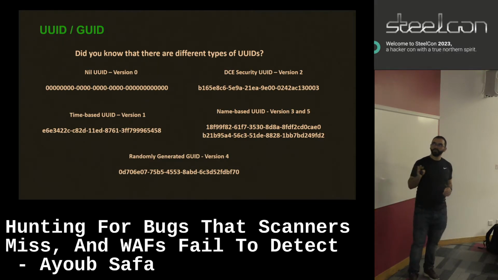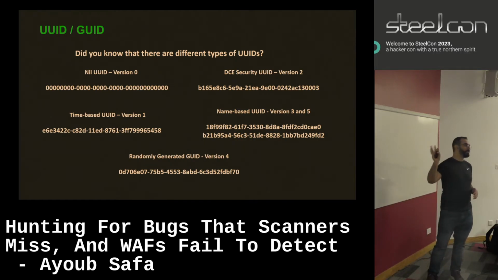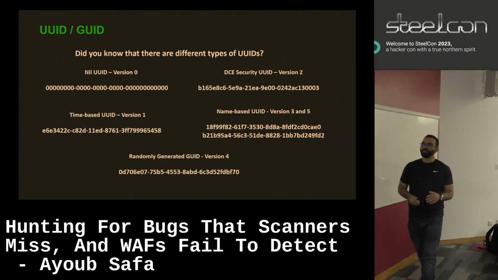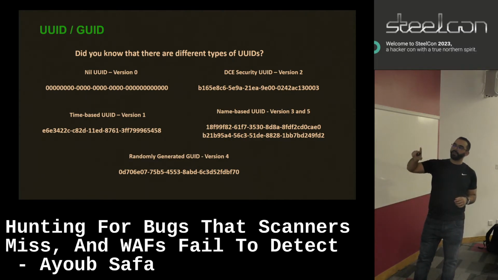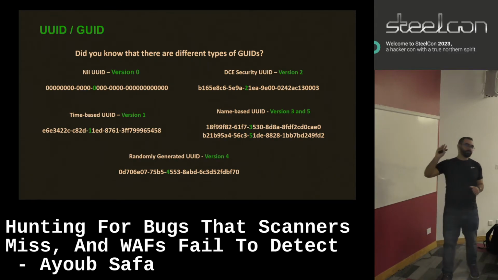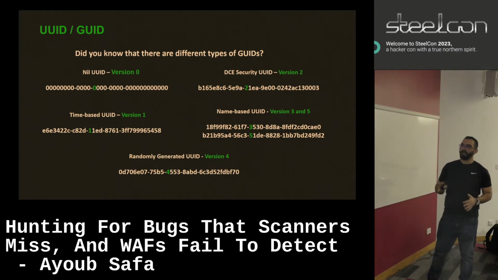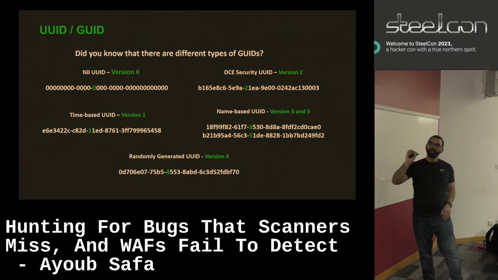So if I asked you, is there a way to identify the version of a UUID by just looking at it? Well, the answer is actually quite simple. If you take the first number after the second hyphen, that's the number that represents the version of that UUID. And all these UUIDs are actually pretty hard to guess, except for one, which is version number 1.